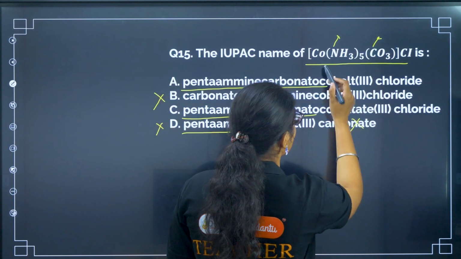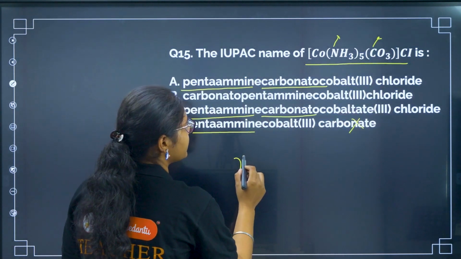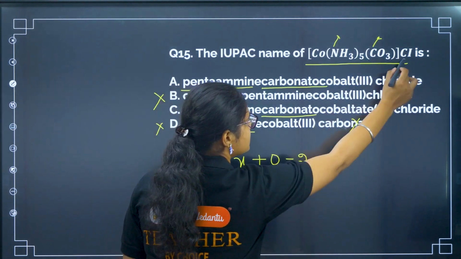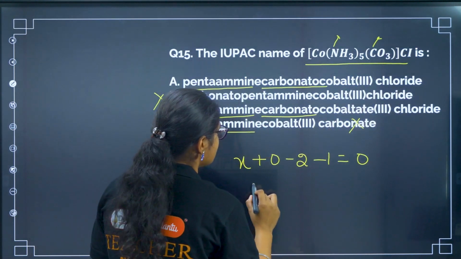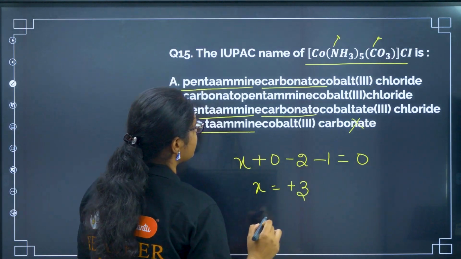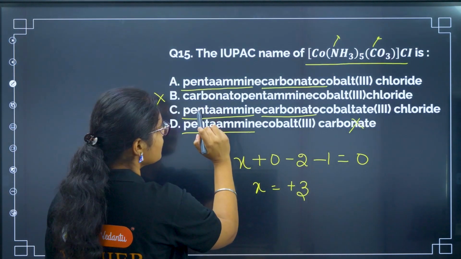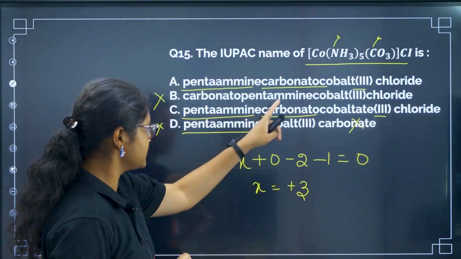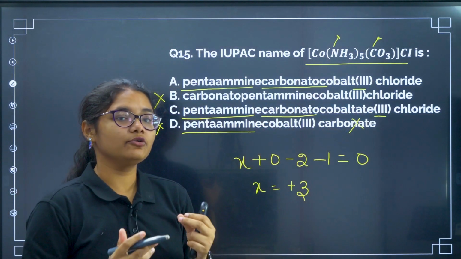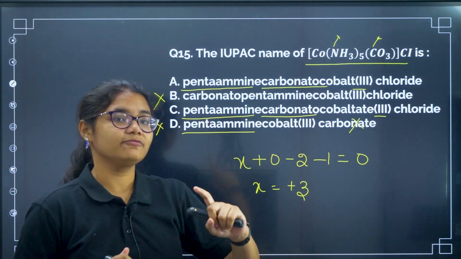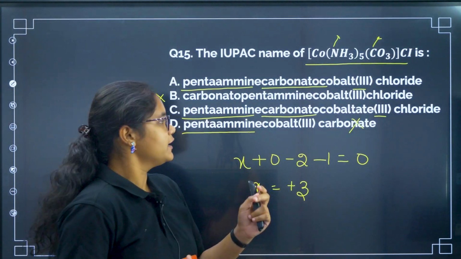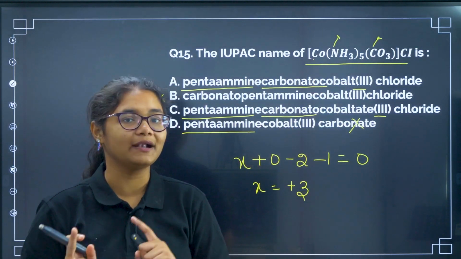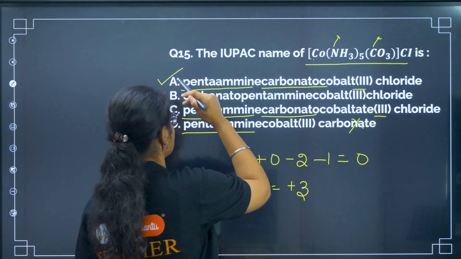Next, what else is there? Cobalt. So what is the oxidation state of cobalt? You can see x. The NH3 is the neutral ligand. Carbonate is -2. This is -1, equal to 0. So this is equal to +3, right? So out of the options, okay, this is also +3. This is also +3. Okay, then what is the difference? This is cobalt. This is cobaltate. When do we have to use the word cobaltate? If it is a part of the anionic complex. You can see this cobalt is a part of cationic complex, so the name should be cobalt, not cobaltate. So the correct answer for this question is option A.